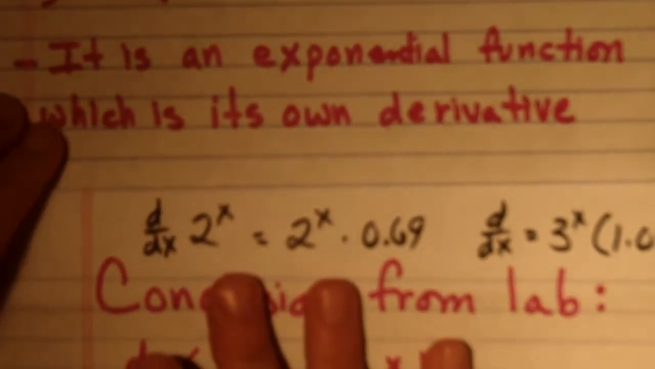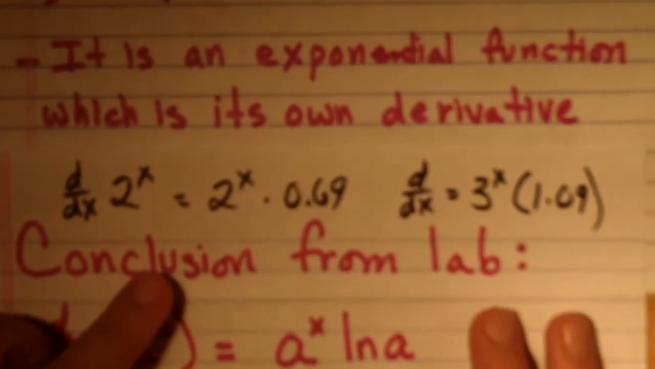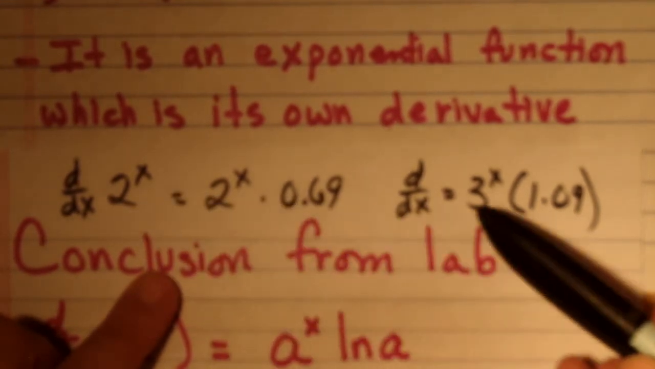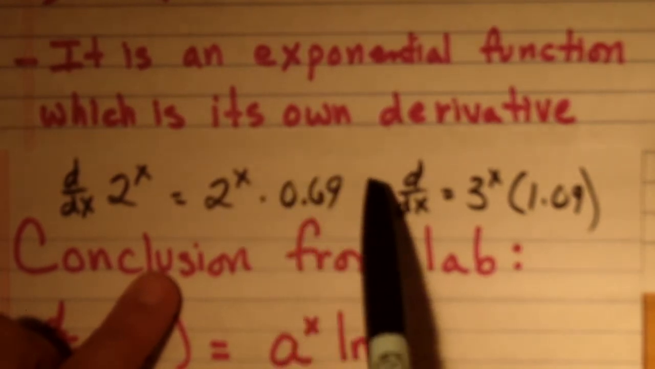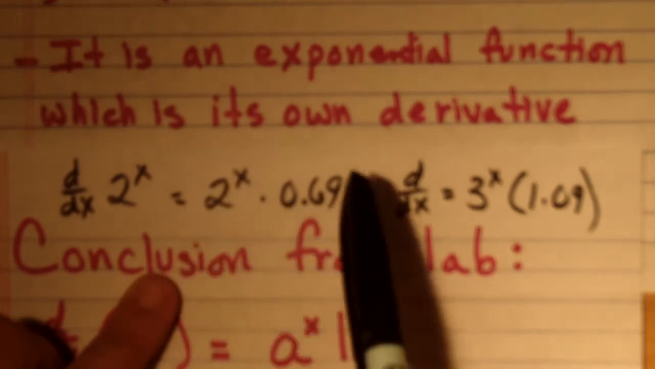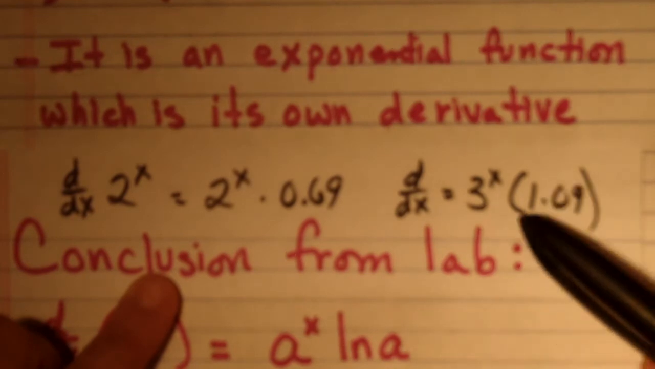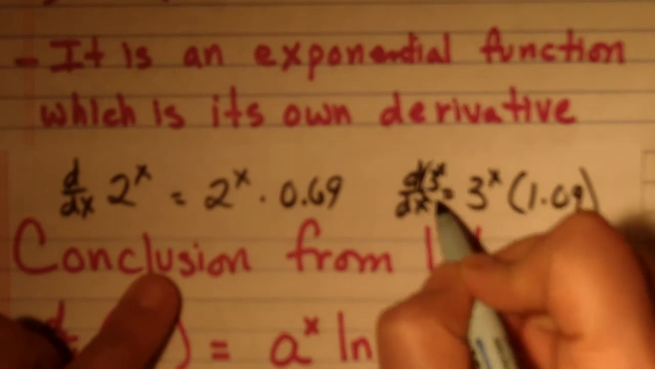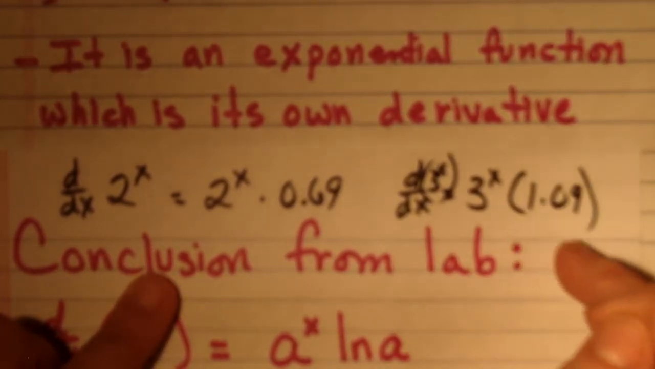And the point that I didn't quite get to make in class before we ran out of time, we were using the limit definition to find the derivative of 2 to the x and 3 to the x. And so we were using the table on our calculator, and we were estimating. So the derivative of 2 to the x is equal to 2 to the x times 0.69. And the derivative of 3 to the x is equal to 3 to the x times 1.09.